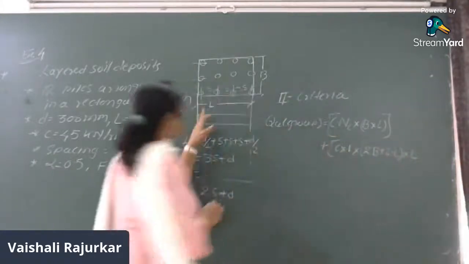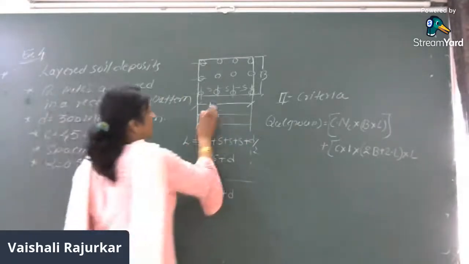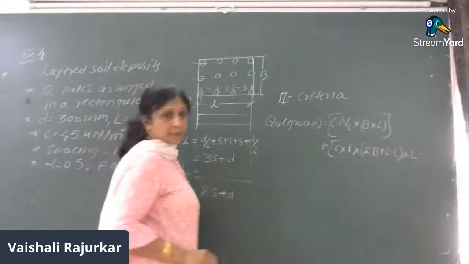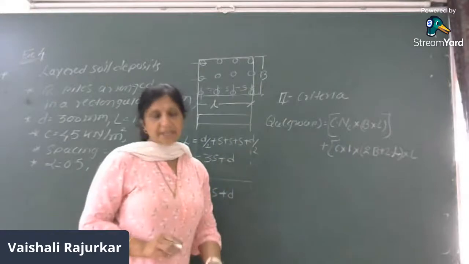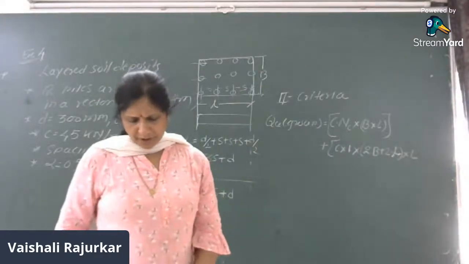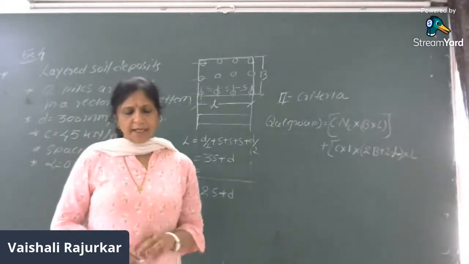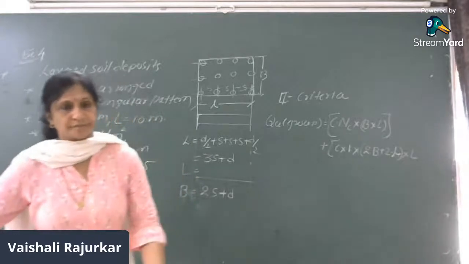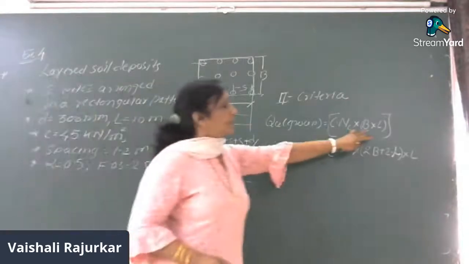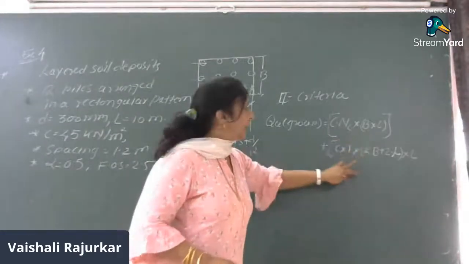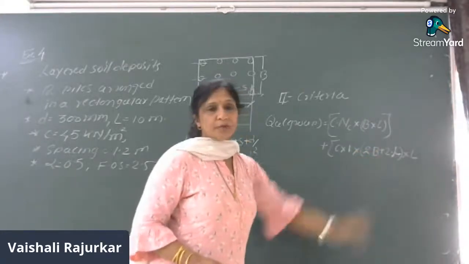Now here, because we have already designated L as the length of the pile, we will consider some different notation. Suppose I will consider this a small l. So these will be the changes. Only these changes you have to make in the equation. Now the next one is when there is a layered soil deposit. Only change is that instead of B square, the area is now B into L, and in perimeter, instead of 4B, it is 2B plus 2L, right?